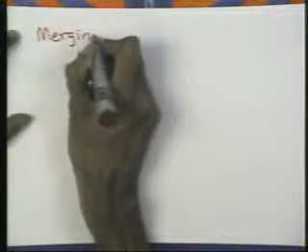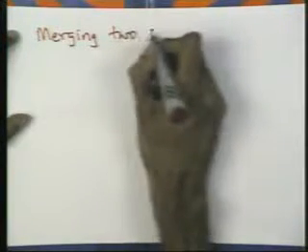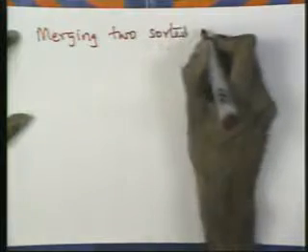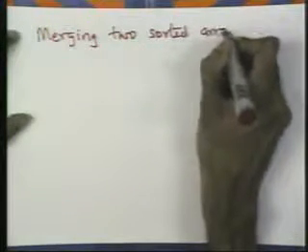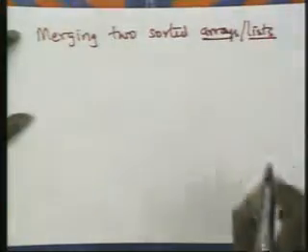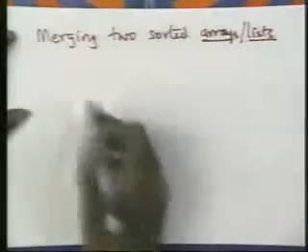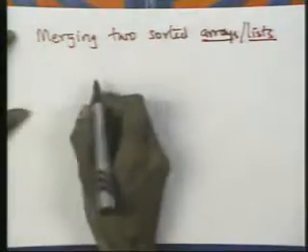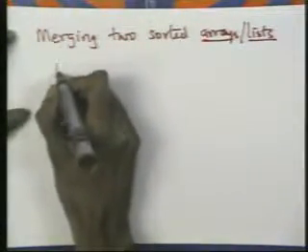Okay, so this is called merging two sorted arrays or lists, it doesn't matter. Okay, so we are given elements.